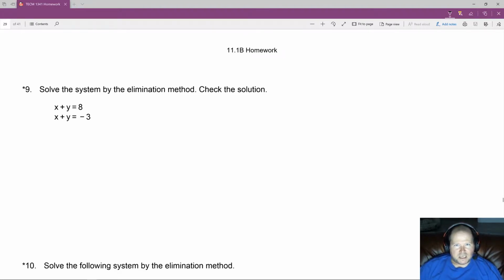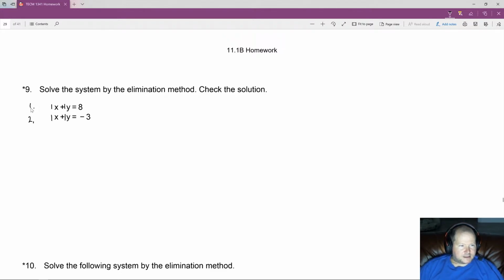11.1, B homework. Solve the system by the elimination method and check the solution. All right, so we want to use the elimination method, which means that we want to add some multiple of the first equation to some multiple of the second equation. Now, the least common multiple of the first and the second equation is 1, for the x's and 1 for the y's.